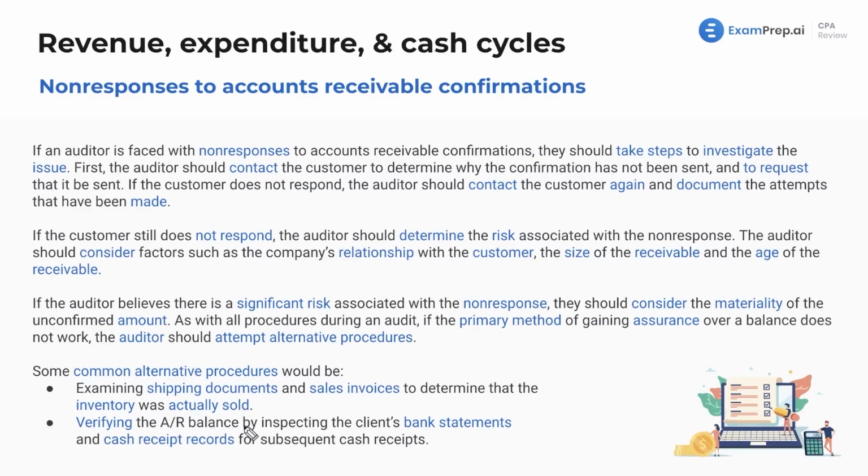Also, verifying the AR balance by inspecting the client's bank statements and cash receipt records for subsequent cash receipts. So basically, confirmations are a nice, easy way to confirm it because you're hearing it from a third party who has no reason to possibly lie, hopefully not lie. But if that doesn't work, like we mentioned, it's a whole cycle. You could just trace and vouch everything throughout the entire cycle from the minute they received the purchase order to when they shipped the goods, when they sent the invoice. Just look at everything throughout. And does everything else look good? Then, all right, it's going to be hard to falsify every single piece of documentation throughout the entire process, especially if it's within multiple departments.